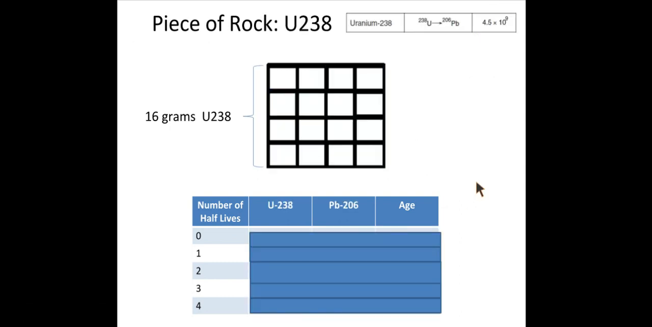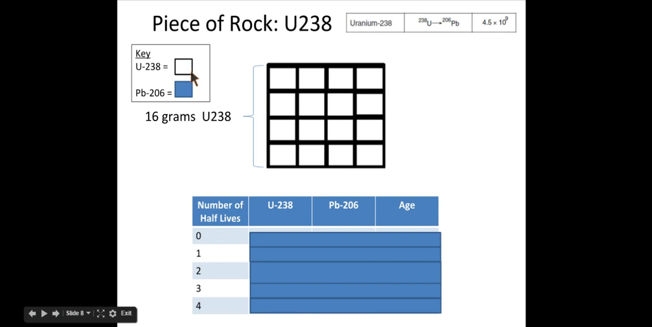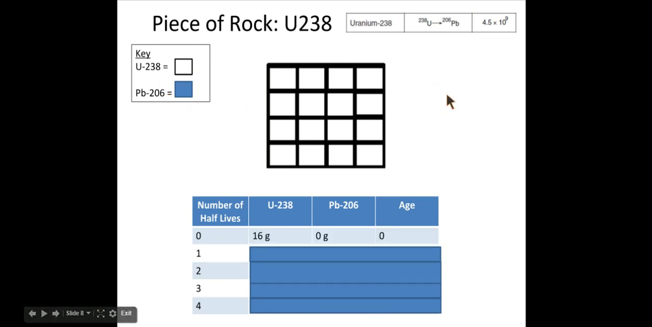Let's take a look at another example. So if I have a piece of rock that contains uranium-238, here's the half-life of uranium-238, 4.5 times 10 to the 9th years. So again, here's my key. The white boxes are uranium-238, and the blue boxes are Pb-206. So at 0 half-lives, I have 16 grams, represented by the 16 boxes of uranium, and 0 grams of lead. And the age of this rock is 0. The rock is just formed. It has the maximum amount of uranium it's ever going to have.